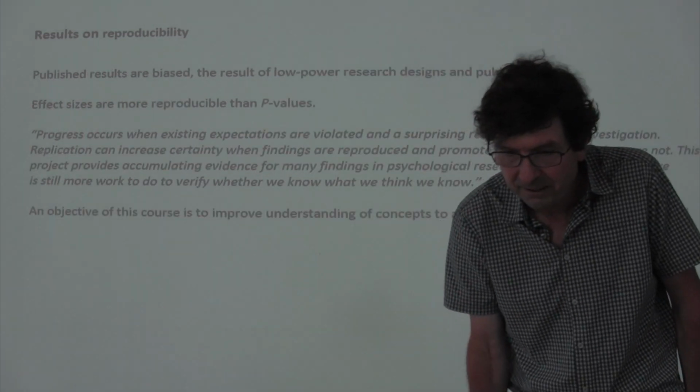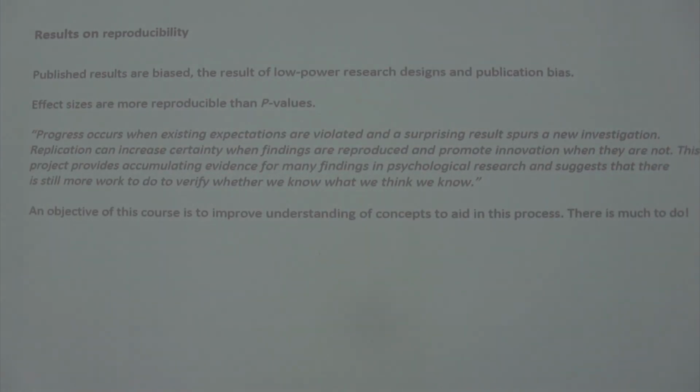And this has different names in different disciplines. So published results are biased. And generally they're biased because we carry out experiments that have low power. When experiments are carried out that have low power, those that do find a significant result are published and then are found to be biased if repeated. So we still have to verify even what we think we know.